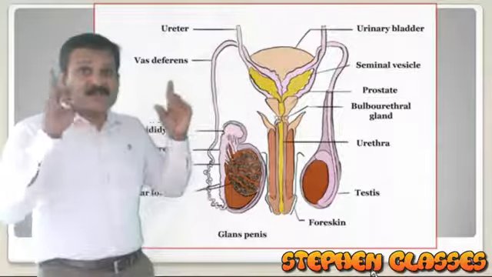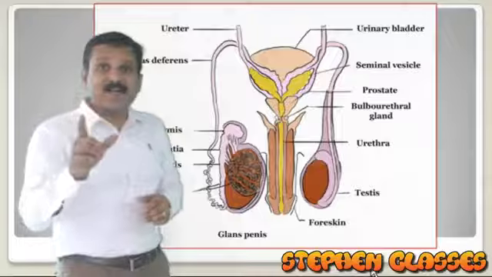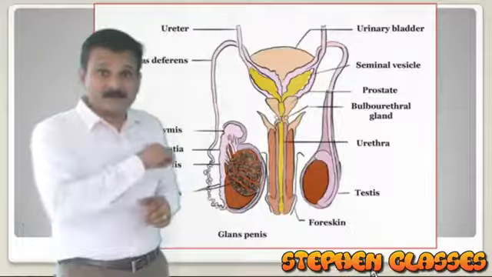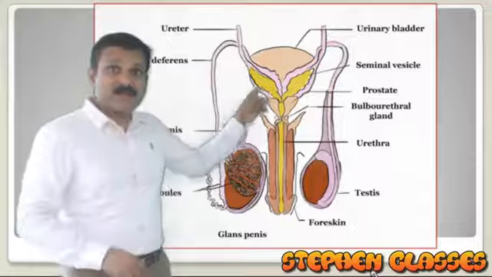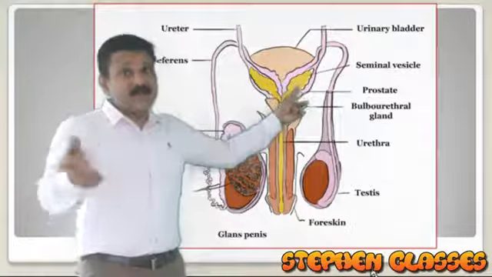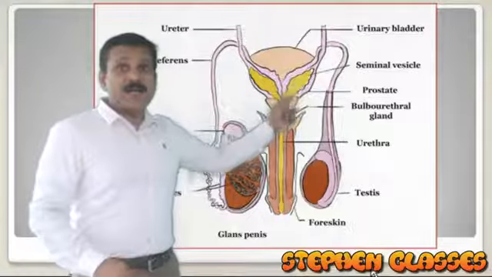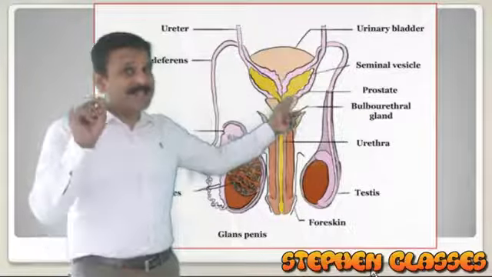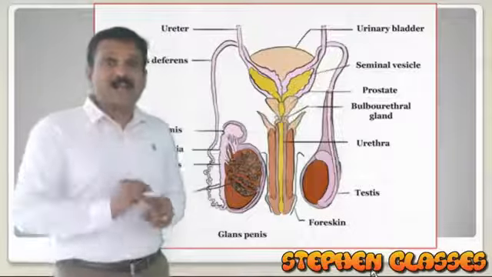After looping over the urinary bladder, vas deferens will join with a duct from the seminal vesicle. I repeat, vas deferens will join with a duct from the seminal vesicle. What are seminal vesicles? They are glands that we will learn about later. Then we call it the ejaculatory duct.